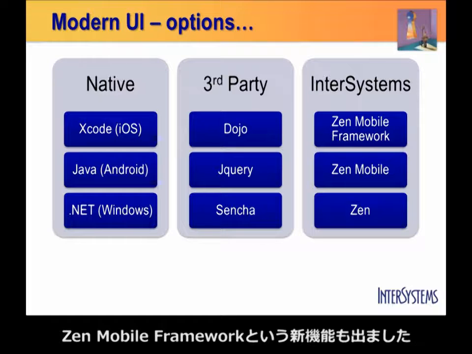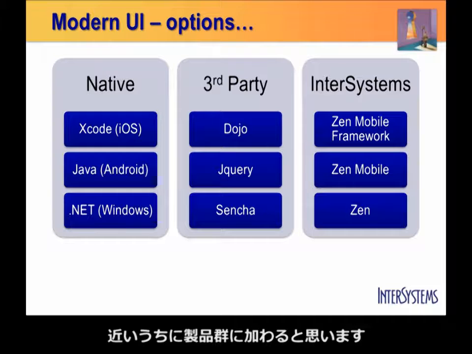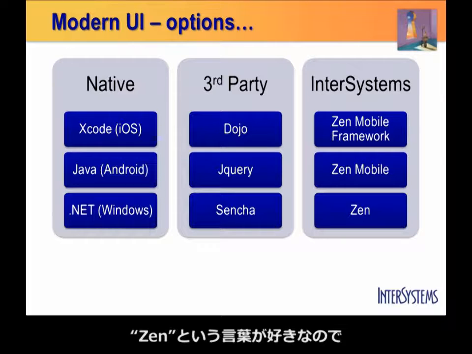But essentially, we provide this thing called Xenmobile Framework, which is actually new. It was demonstrated over at Global Summit earlier this year. We're hoping to get it included in the product very shortly. And then there's this thing called Xenmobile, and then there's this thing called Zen. We love to use the word Zen, so we put it in wherever we can.